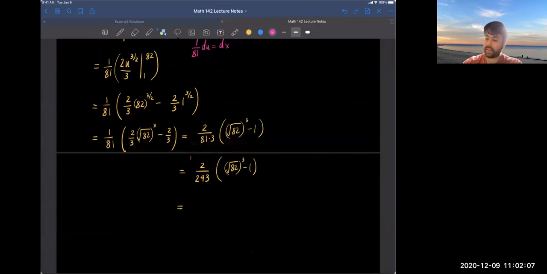So that would be the exact value. And if you want the approximate value, plug that in your calculator, and what do you get? $6.10.